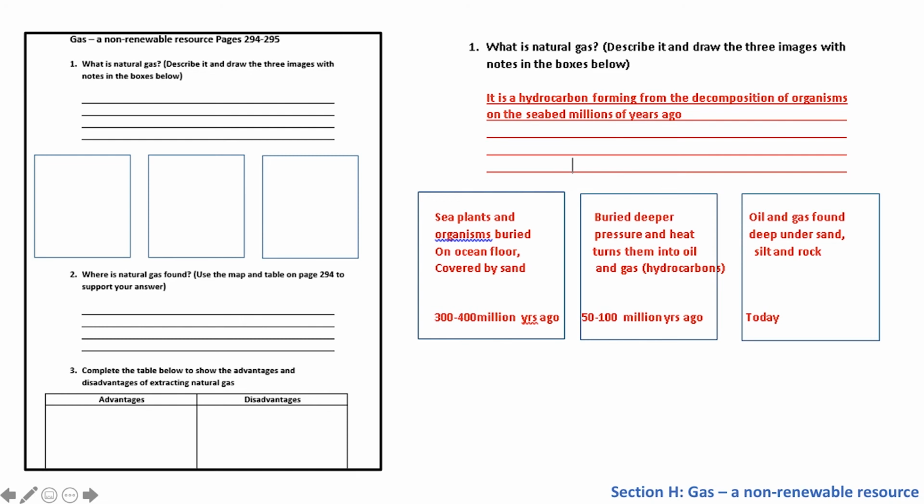And then the 3 diagrams it's asked you to draw, I've had to do writing for mine, says sea plants and organisms buried on the ocean floor covered by sand 300 to 400 million years ago. That buried deeper, pressure and heat turns them into oil and gas called hydrocarbons about 50 to 100 million years ago. And oil and gas found deep under the sand, silt and rock is happening today. So that shows the process of how that's been formed.